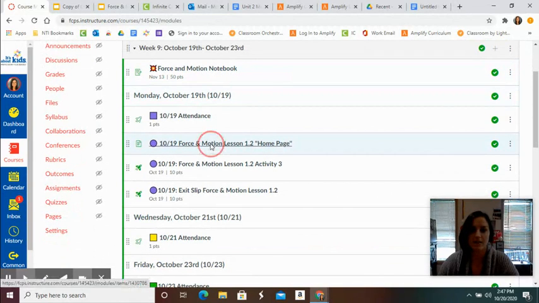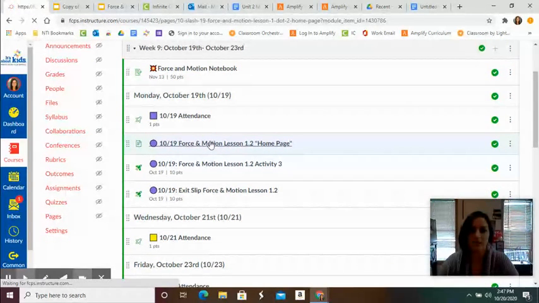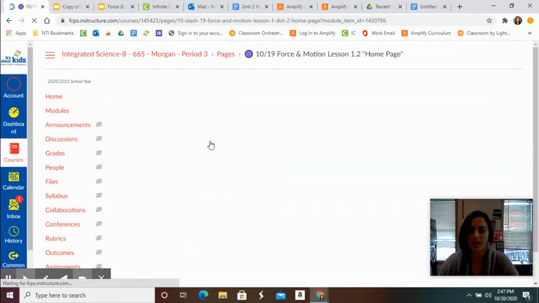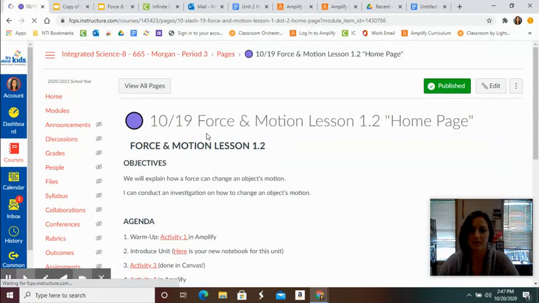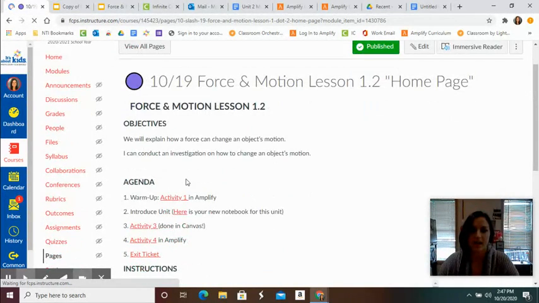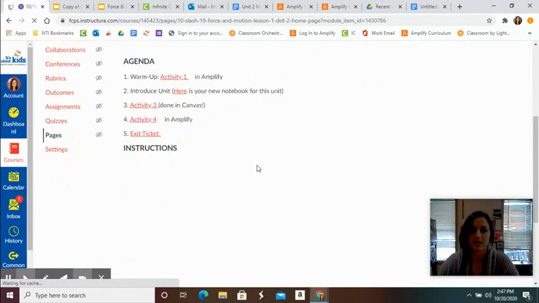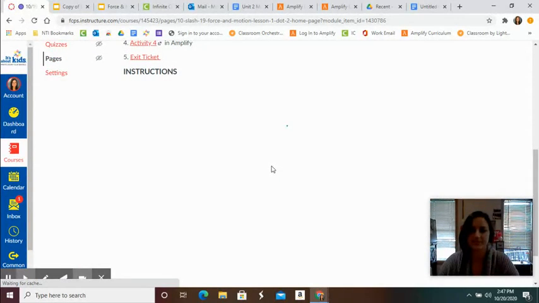And then going into our homepage for this lesson, you're going to notice there's a few different parts of the lesson today. And we are going to start with the warm-up. And the warm-up is in activity 1 of Amplify. And it's kind of going to just gather your initial thoughts about force and motion. How does force move objects and things like that?